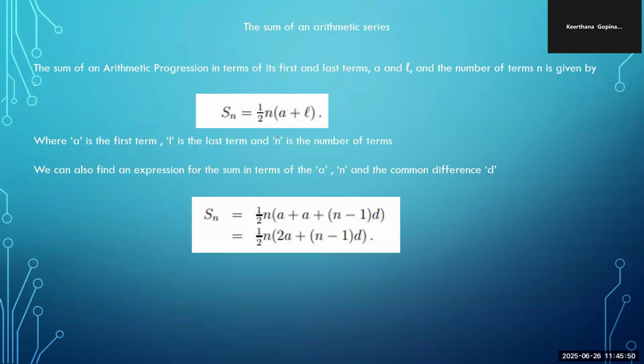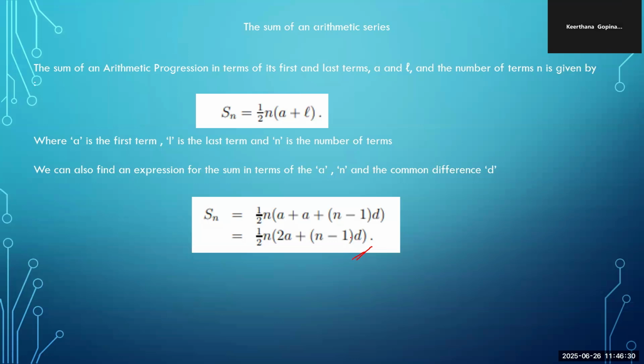In case common difference is given, see these are variations. There are problems where they will say first term is this, last term is this, and the total number of terms is n, so find the sum. But in certain problems, they will not give you the last term. They will only give you the distance. If the last term is not given, then you should use the distance formula. That is why they have given the distance formula. Distance formula is half n remains the same, 2a plus n minus 1 into d.